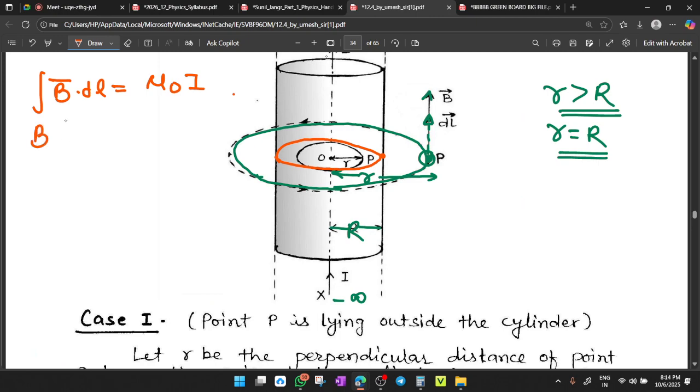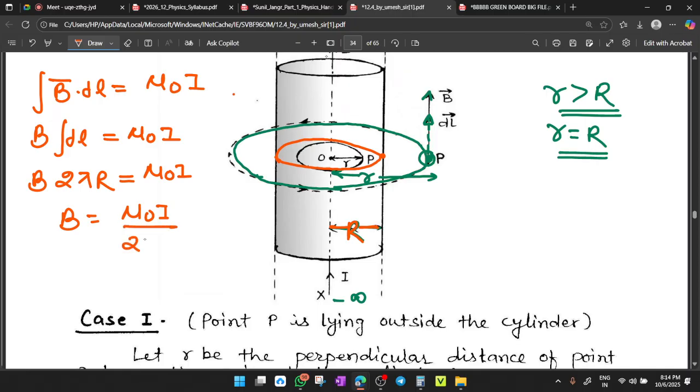So B is outside, dl inside, this equals mu naught I. So B into integration of dl becomes what? 2 pi capital R. My dear, now point P is on the surface, so you will have to take the full radius. Clear? Okay, capital R. So equals mu naught I. So B equals mu naught I upon 2 pi capital R. Clear? Understood?